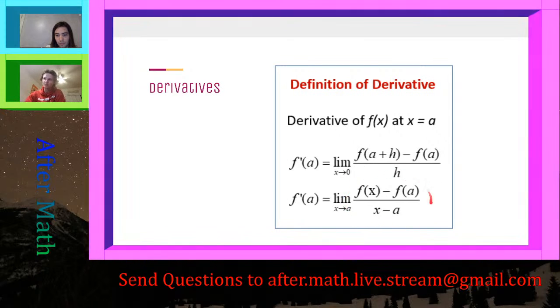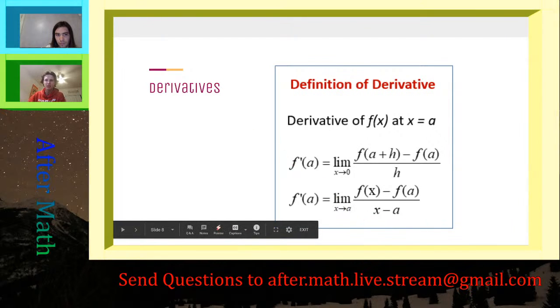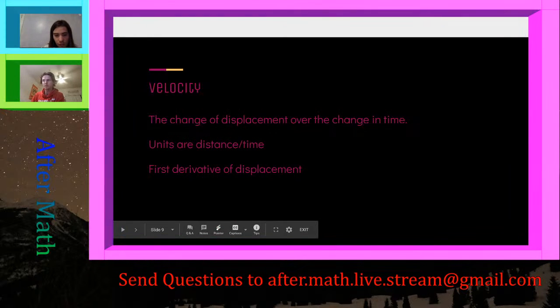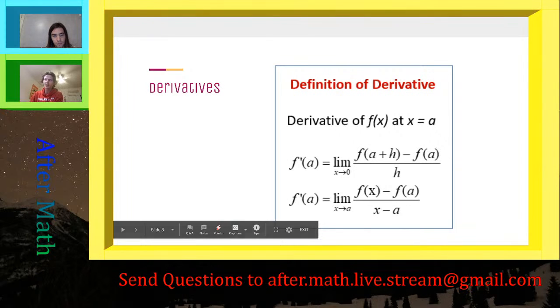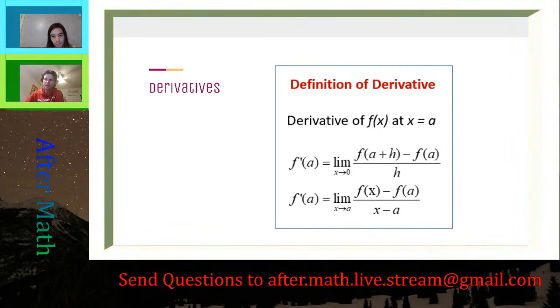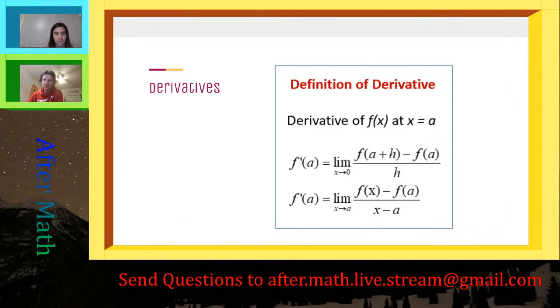If you recall, we said that oftentimes we represent functions with f, then parentheses, and some other letter. This would symbolize our change in y. The f of x would be like our y2, and the f of a would be y1. That's our change in y in the numerator. Same thing with the denominator: we have an x minus another x value. We'd have an x2 minus x1, and that is also just the change in x.